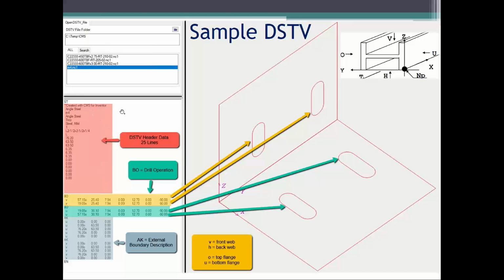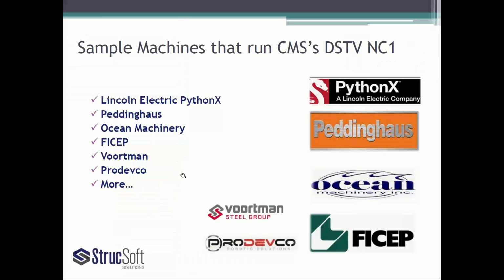If you open any NC1 file with our viewer, you're going to have a 3D view, and over here I'm just trying to make sense of the components of the part. If you open an NC1 file, you have your header data, then your operations, and then a description of your borders. Here is a sample machine that is using our NC1 file.